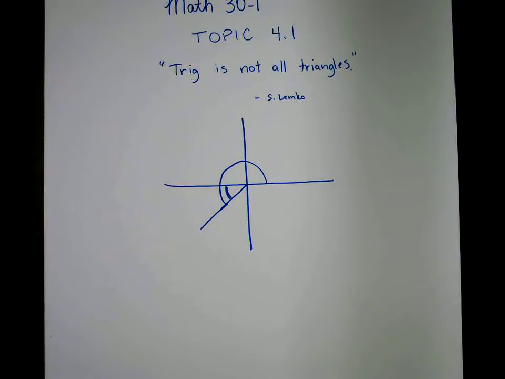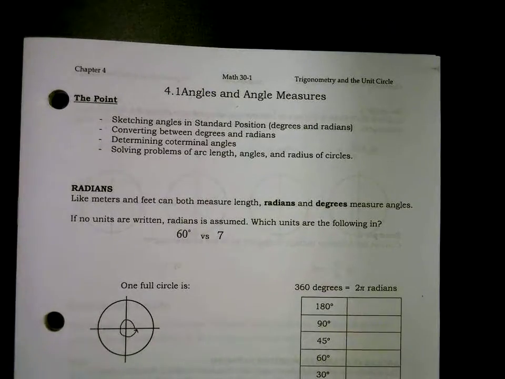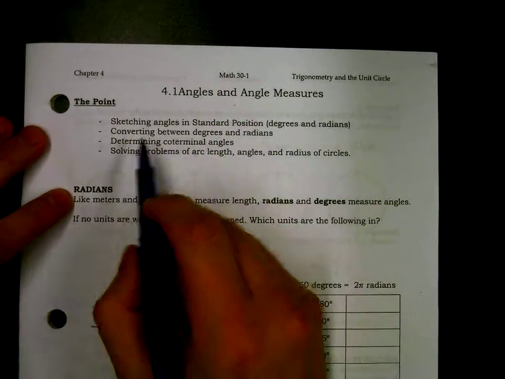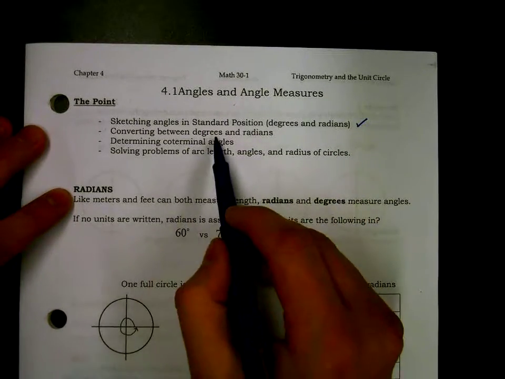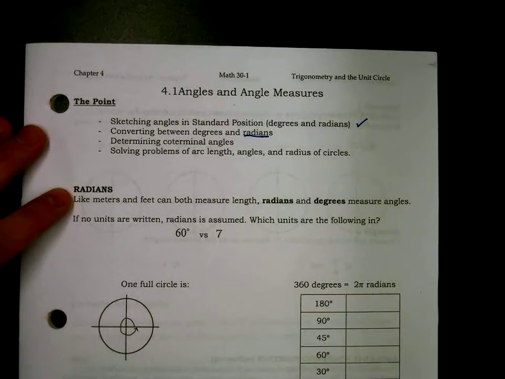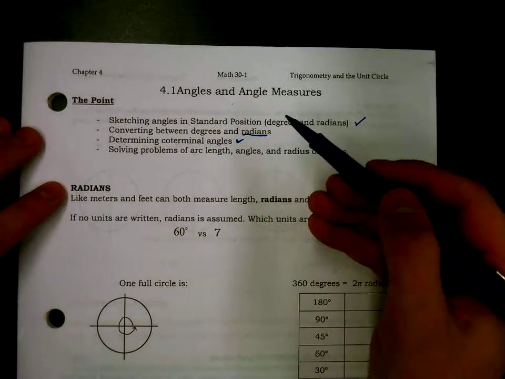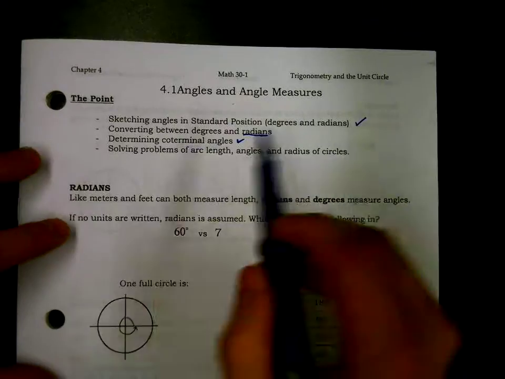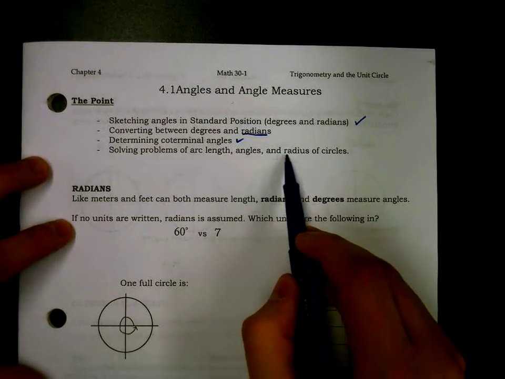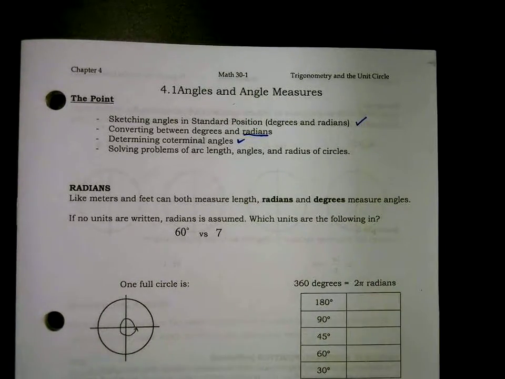So to get ourselves started today, we do need our notes for topic 4.1, angle and angle measures. Today we'll talk about a few things like sketching angles in standard position, which is entirely a review, converting between degrees and radians, which is quite different and we are going to have to get used to. We're also going to determine something called coterminal angles. Co meaning at the same time, terminal meaning ending, angles meaning angles, and solving problems of arc length, angles, and the radius of circles.